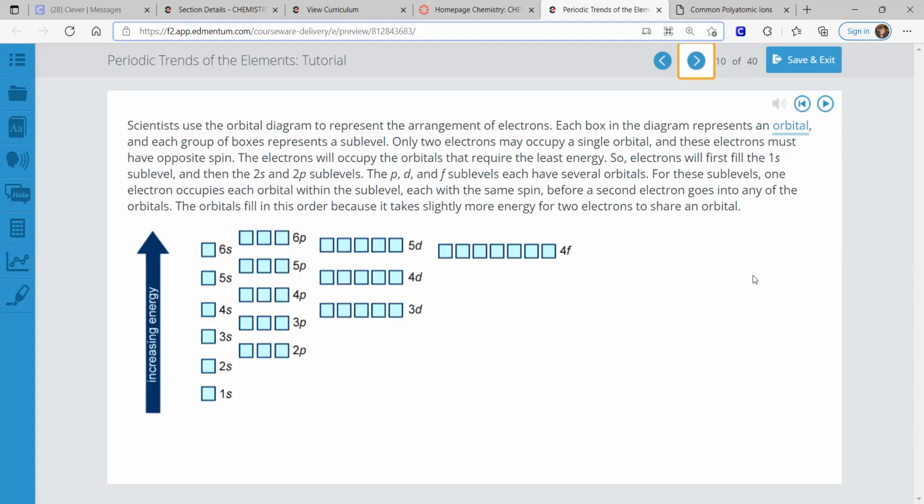Scientists use these orbital diagrams to represent the arrangement of electrons, and each box is an orbital. Each group of boxes represents a sub-level. And we've talked about this before: the s sublevel, the p sublevel, the d sublevel, and the f.